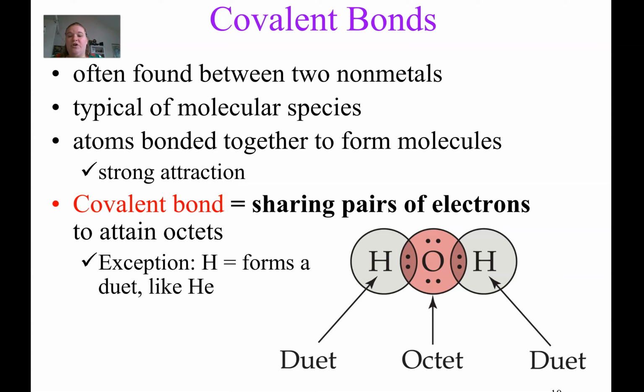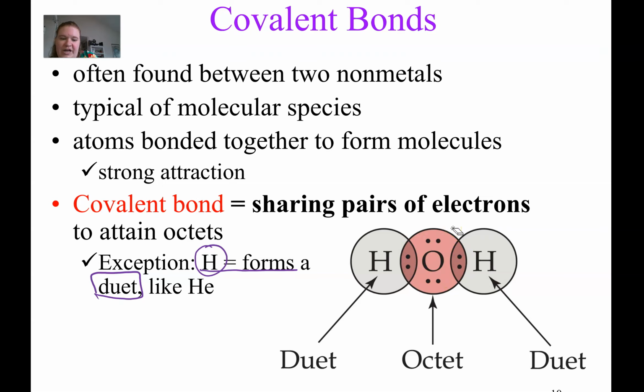They have a very strong attraction. And covalent bonds happen when atoms share electrons in order to get to that octet or that duet. So hydrogen likes to form a duet just like helium. So here's our example of some atoms sharing electrons. Our oxygen in the middle there has its octet. It has 2, 4, 6, 8 electrons all the way around it.